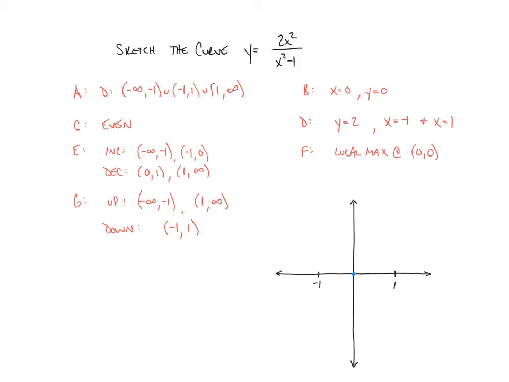D asked for asymptotes. So we found that it has a horizontal asymptote at y equals 2. So let me go ahead and label this as y equals 2. And I'm going to sketch that in using a dashed line here. All right, so that's a horizontal asymptote. And then I've got these two vertical asymptotes as well, one at x equals 1 and another at x equals -1.